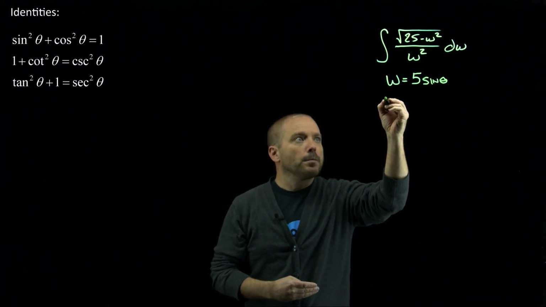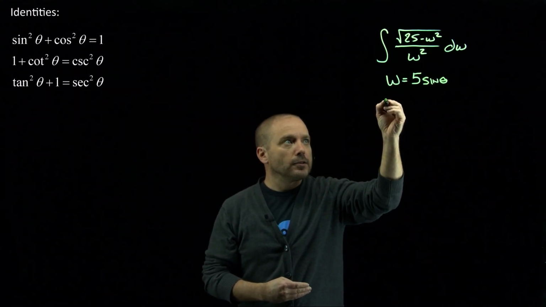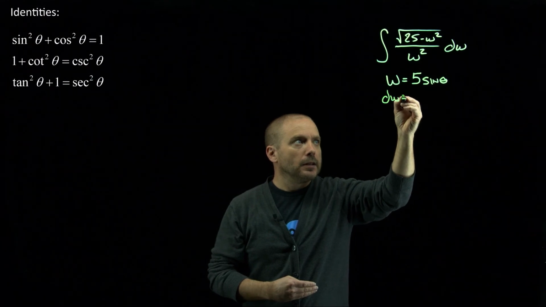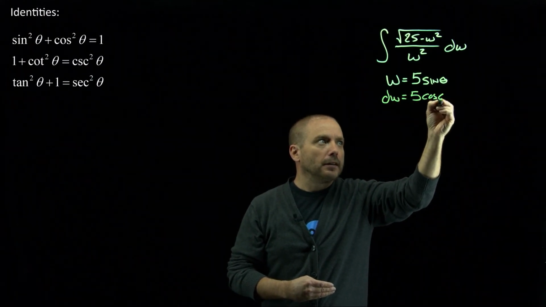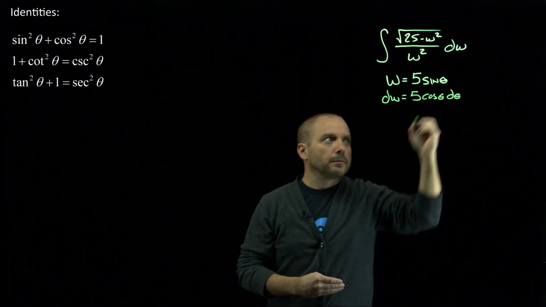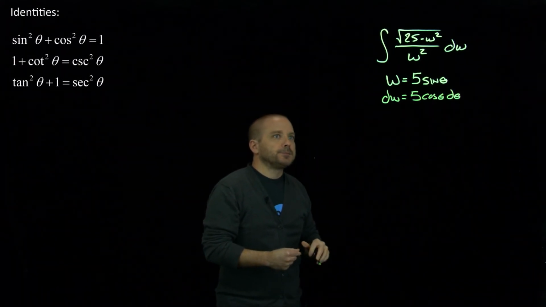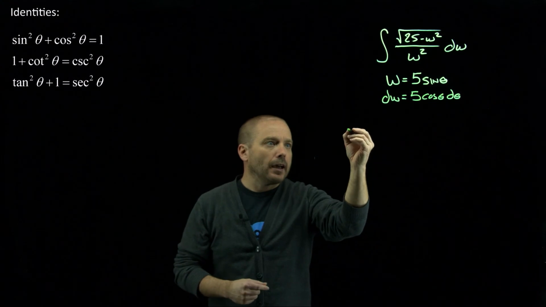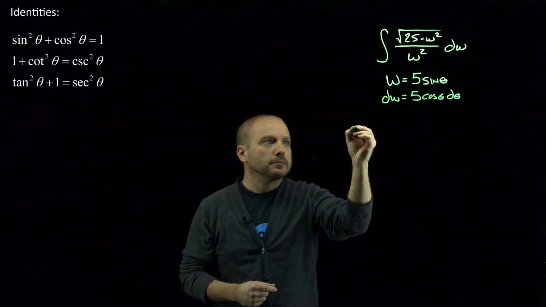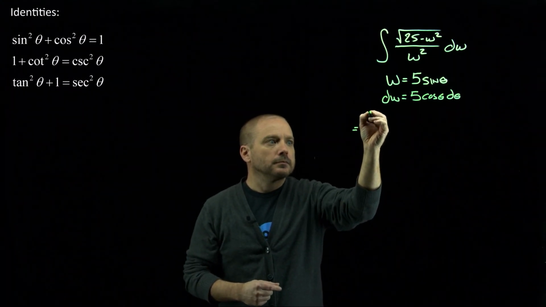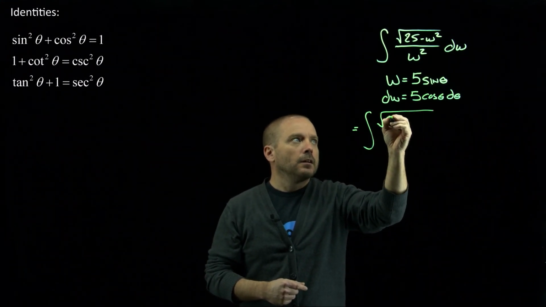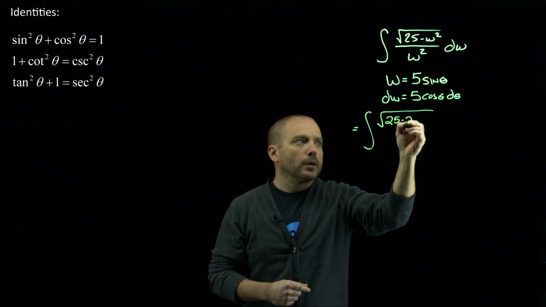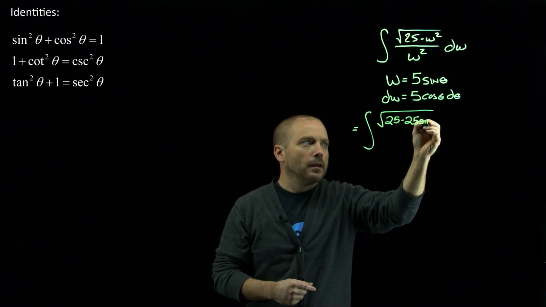All right, so we need our differential as well. So dw would be 5 cosine theta d theta. And now just rewrite our integral. We've got the square root, 25 minus 25 sine squared.